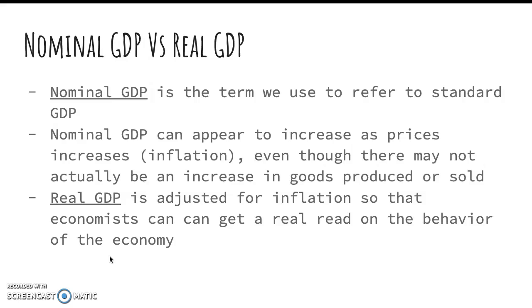In order to counteract that, economists use something called the real GDP. Real GDP is adjusted for inflation so that economists can actually see: is the economy growing, or are things just getting more expensive?